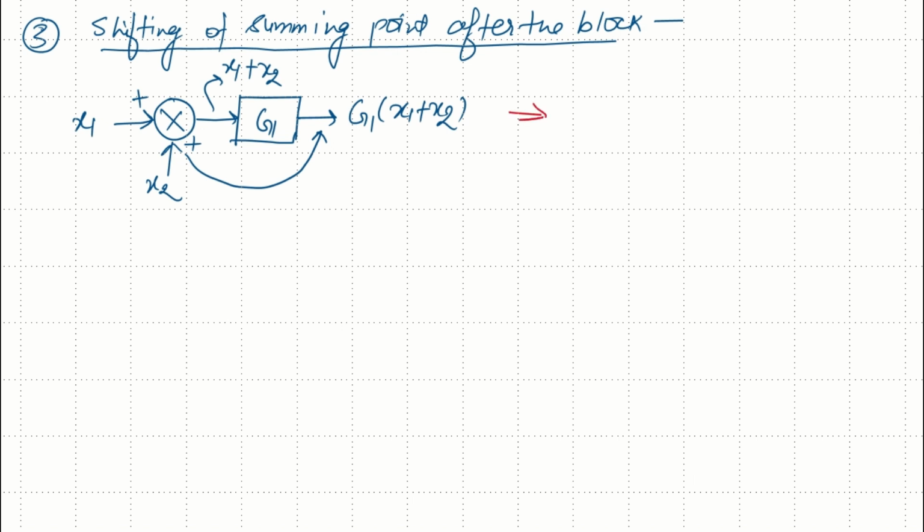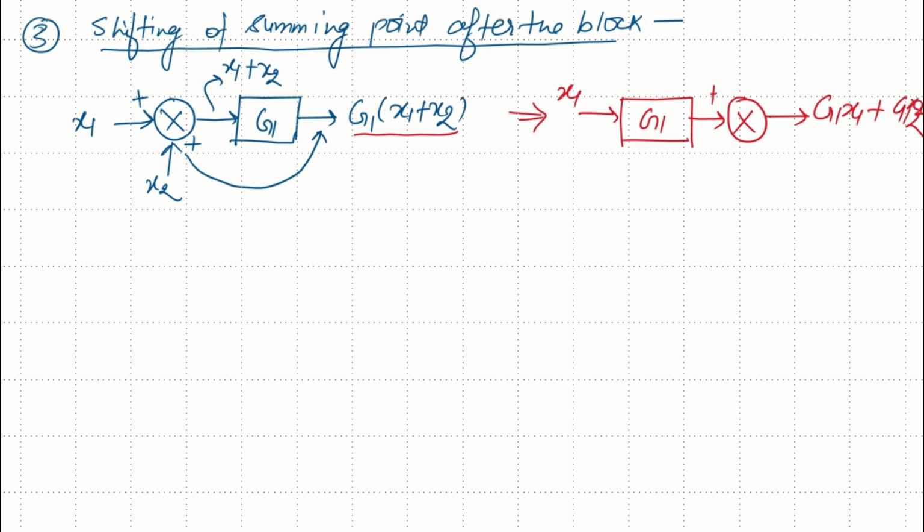In this case, we have signal X1 here, and this will be G1, and we have shifted this summing element to this position after the block, and we have added this signal. Now the output should remain the same. So the output in this case is G1 times X1 plus G1 times X2. This output should remain the same, but here at this point we will have output X1 times G1.